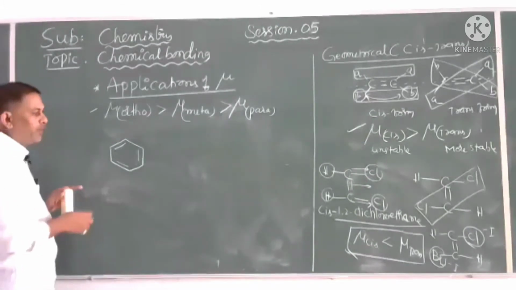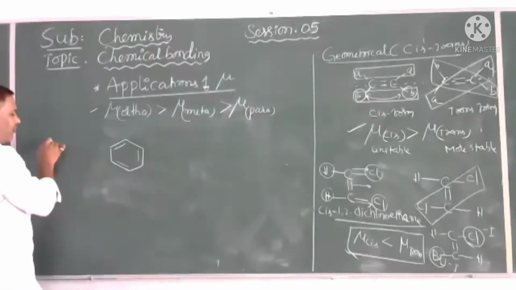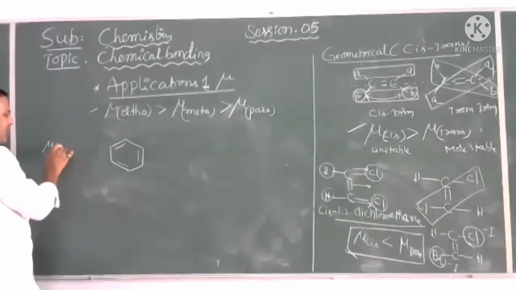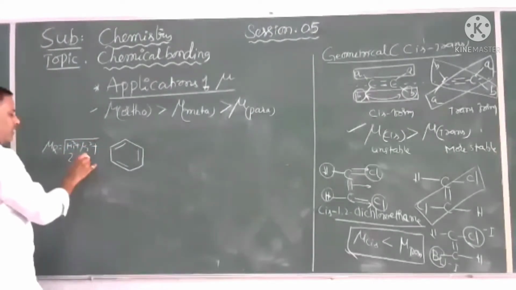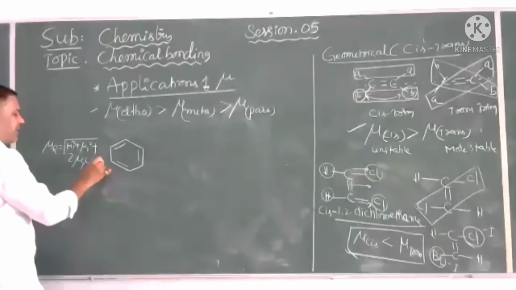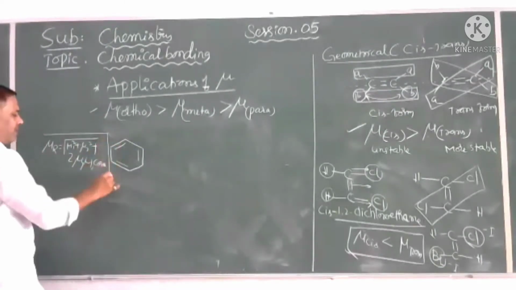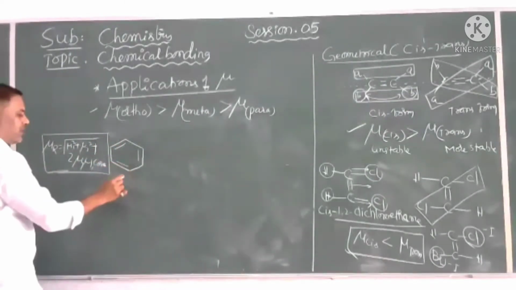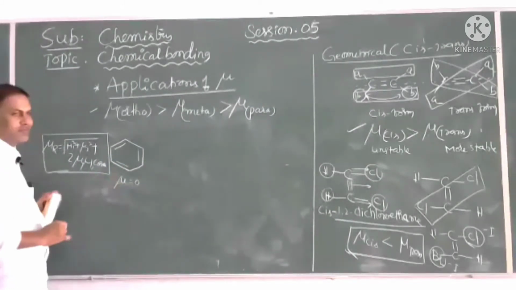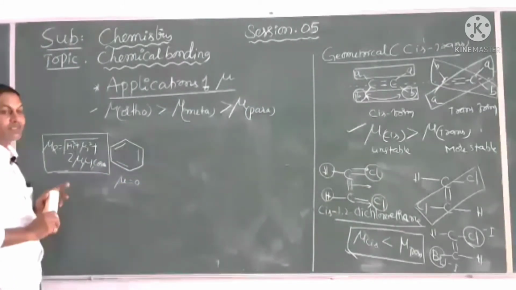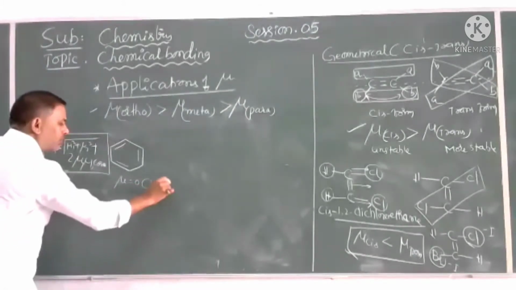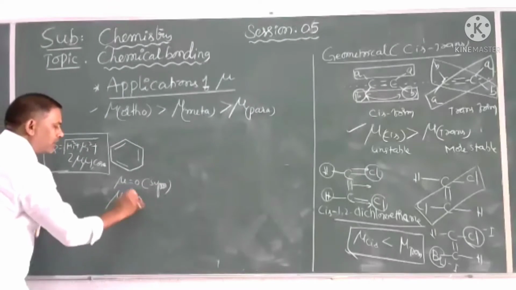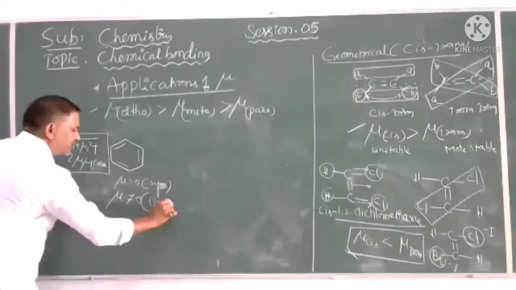Net resultant dipole moment, based on the formula, resultant dipole moment mu r is equal to the square root of mu1 square plus mu2 square plus 2 mu1 into mu2 cos theta. By using this formula, its dipole moment is 0. Benzene dipole moment is 0. Planar structure, symmetrical. That is a symmetrical molecule. If its dipole moment is not equal to 0, if some value is there, that is an unsymmetrical molecule.